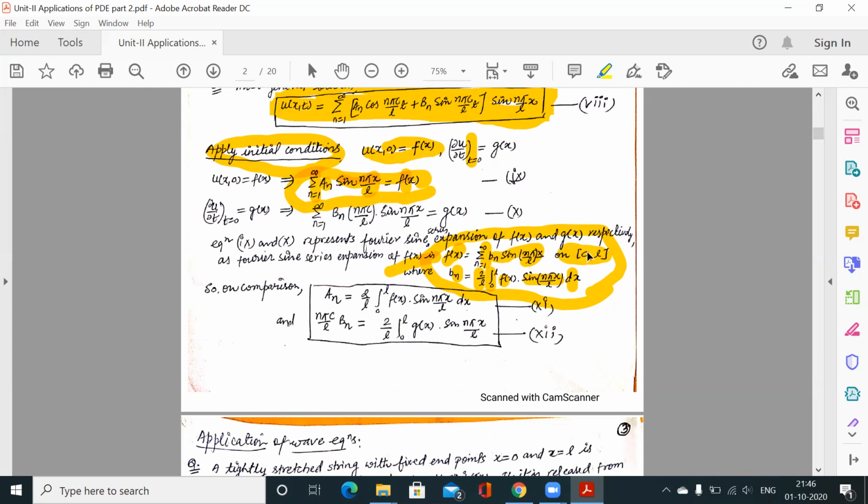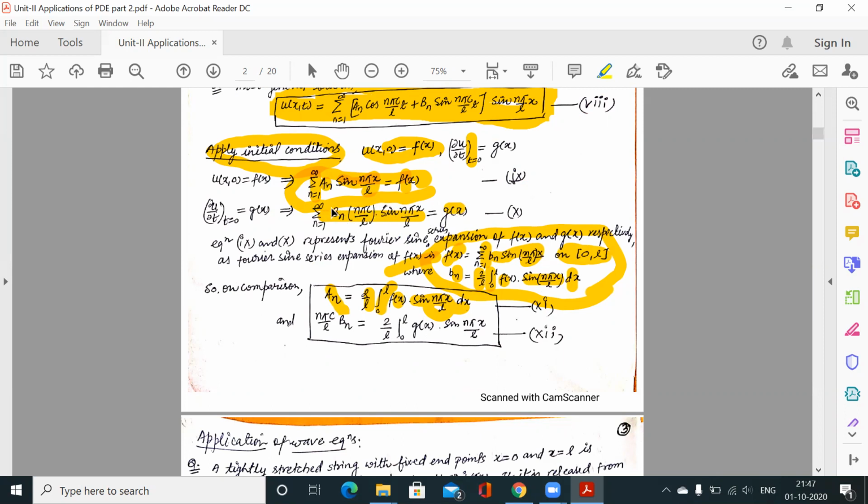So the interval is the same, 0 to l, and this series is also the same, only an is equal to small bn. So in this way we can write that an is equal to 2 by l, integral 0 to l, fx into sine n pi x by l dx. In the same way, this is also a sine series expansion of gx. Clear? This is the Fourier sine series expansion of function gx.